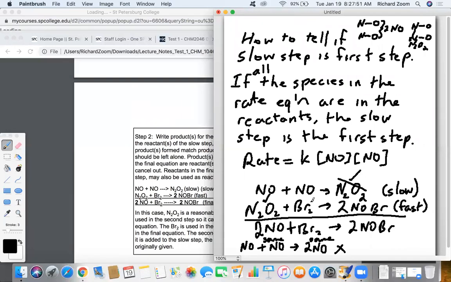So these would cancel. Now, I'm not a real fan of putting these lines through because people think, well, that means they've just disappeared. No, I'm just saying that what's happened is the N2O2 is formed in the first step, then it's used up in the second step by the Br2. And that would be the final answer that we're looking for. Does anybody have any questions?